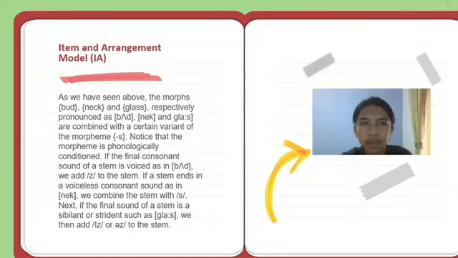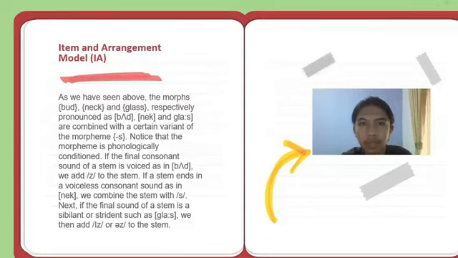The item and arrangement model refers to a grammar which presents the list of the morphs and a set of rules for arranging the morphs. In other words, IA uses a language consisting of lists of components which follow certain patterns and arrangements.